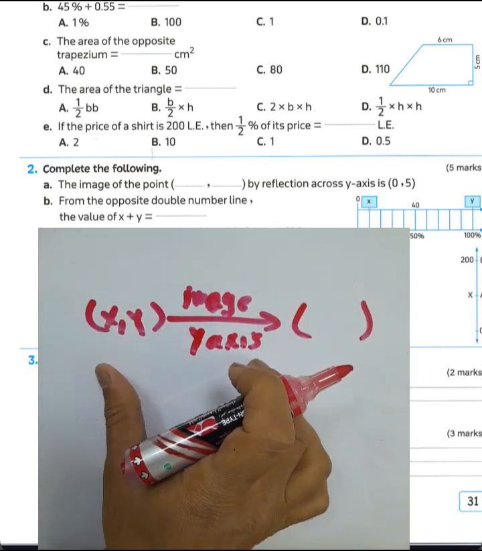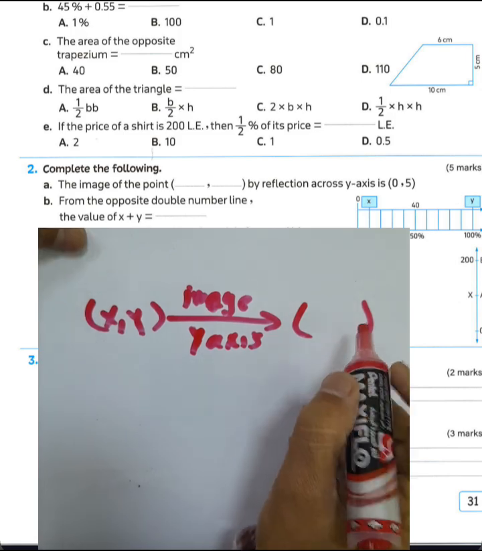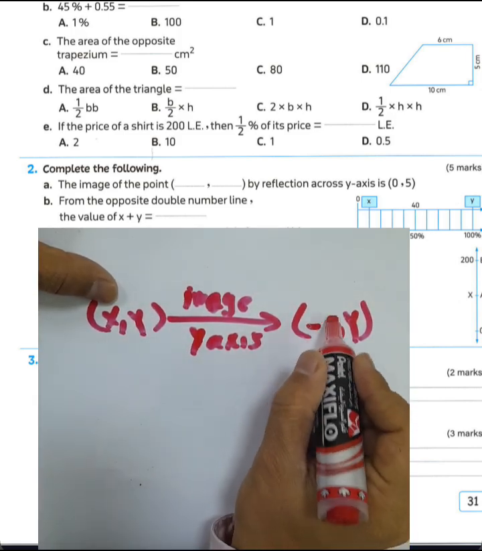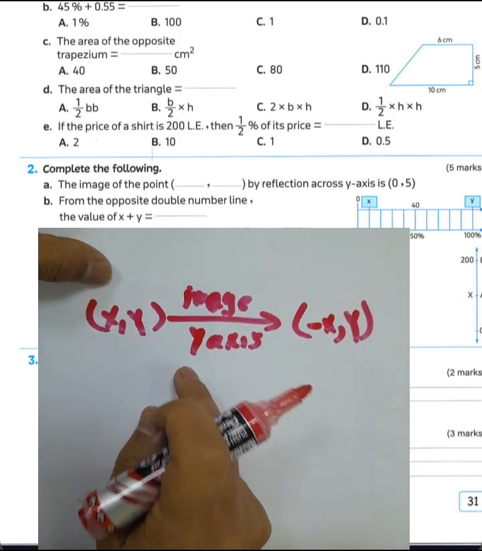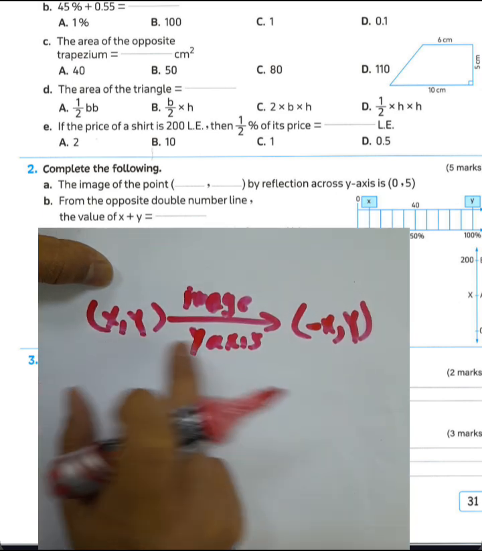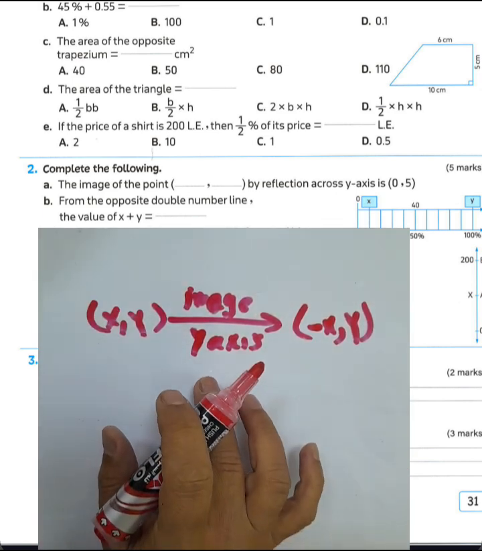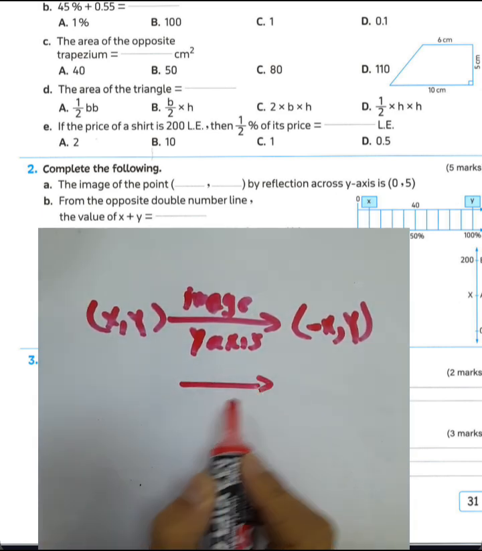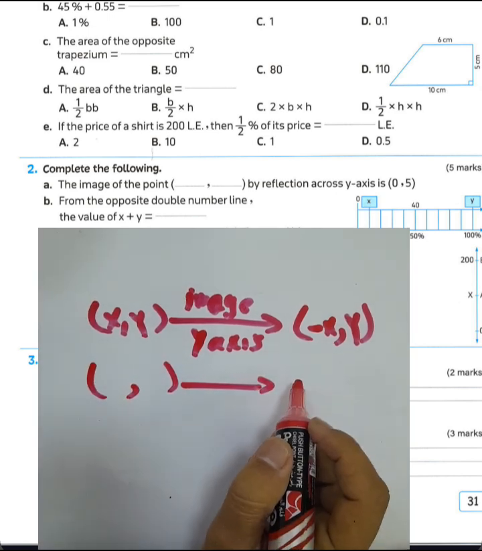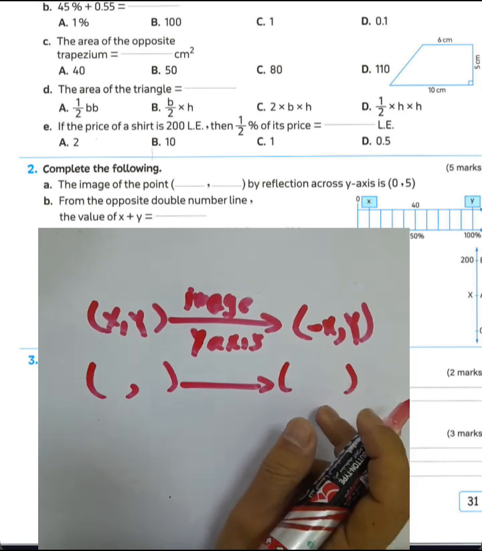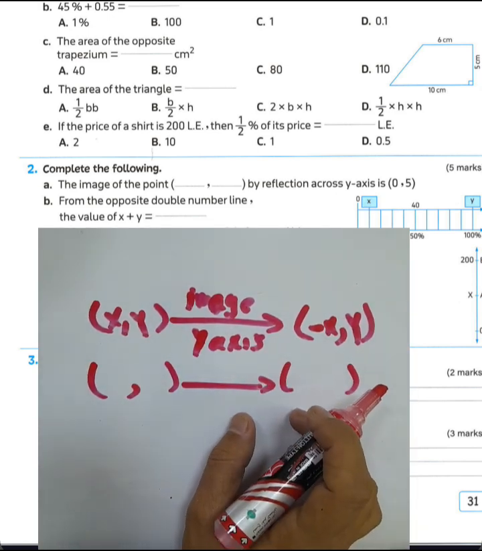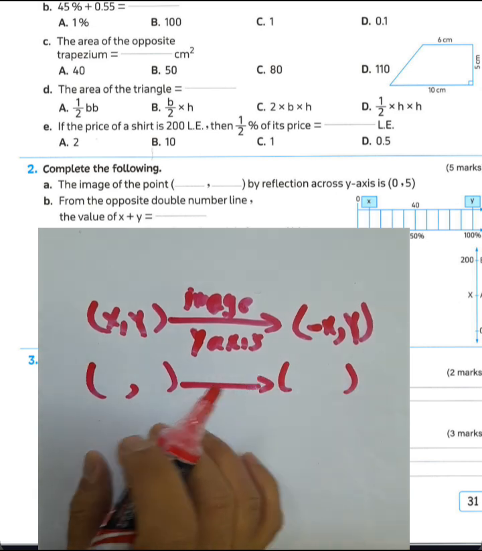To find the image about the y-axis, you must put y here, exactly y, and change the sign of x. It will be negative. So in this example, what does he want to find? The image of the point what? He gives us the image, okay?